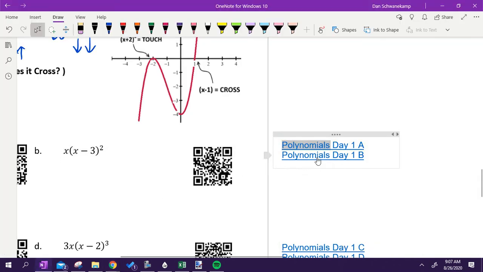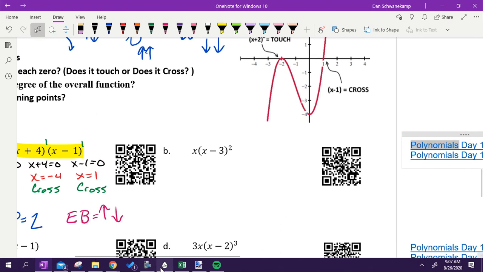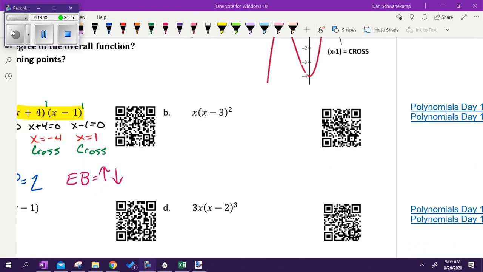Try letter B. See what you can do on B. Go. I know you're not perfectly done yet. We're finding zeros. Matthew, what did you say on zeros here? I said 0 and 3. 0 for this guy and 3 for that guy. Take each thing, set it equal to 0, and solve.